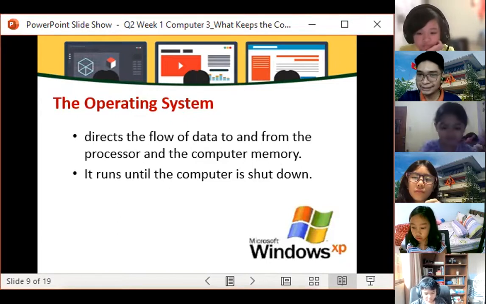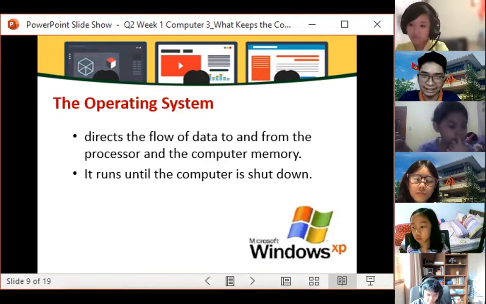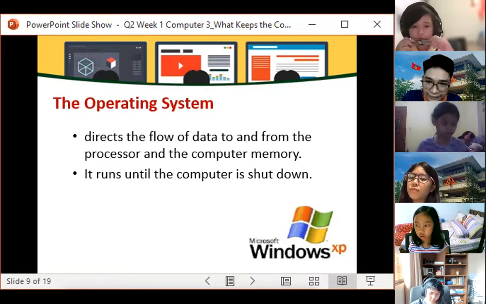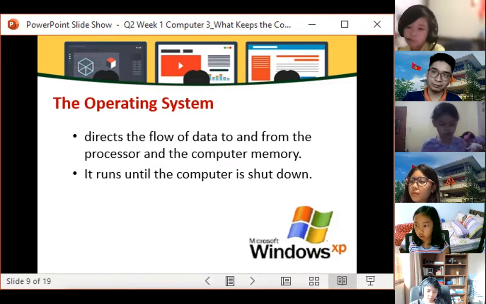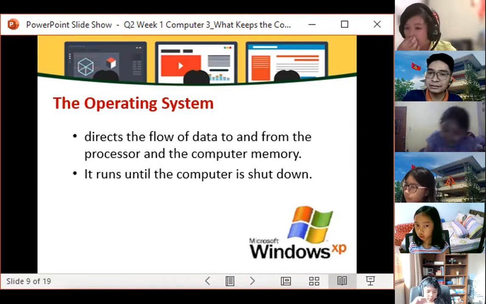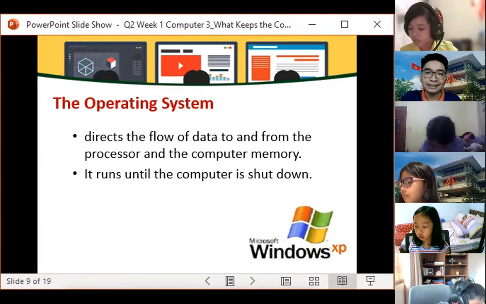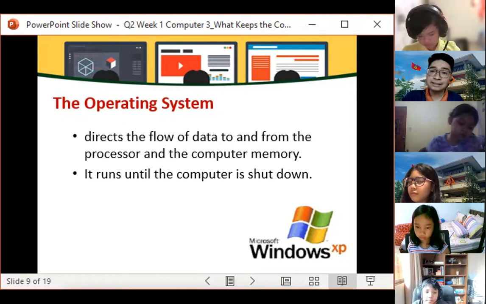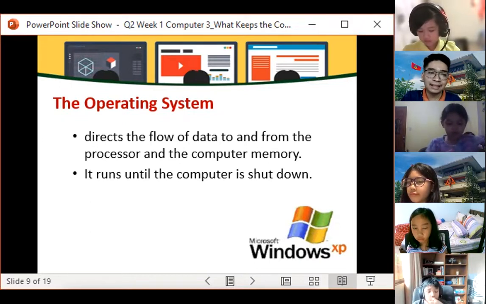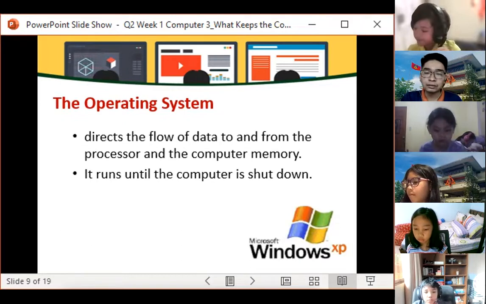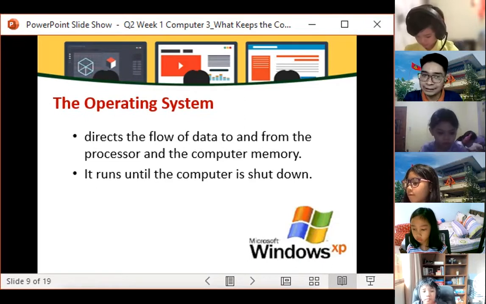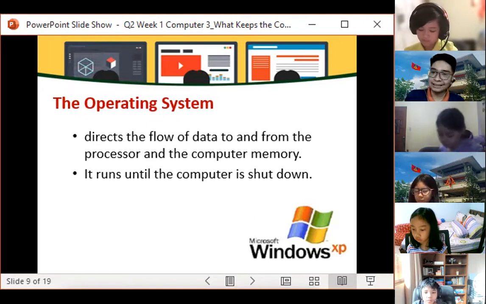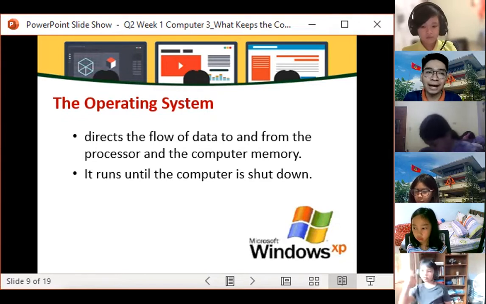Okay, as what was said here, it directs the flow of data to and from the processor and the computer memory. Before we have studied yung mga functions ng mga parts ng computer. And we have learned that we have input devices, output devices, and processing device, which is the system unit. Since it's the brain of the computer, dyan din nag-work usually si operating system. What is being done by the operating system inside the system unit is being seen in the output device, which we call monitor. So, kung ano nakikita natin sa screen natin ngayon, lahat ng yan, gawa ni operating system.